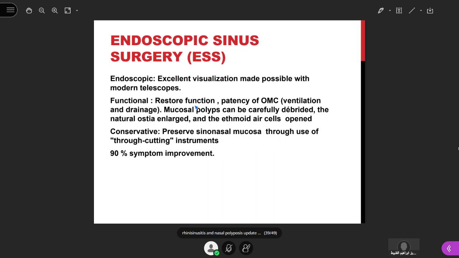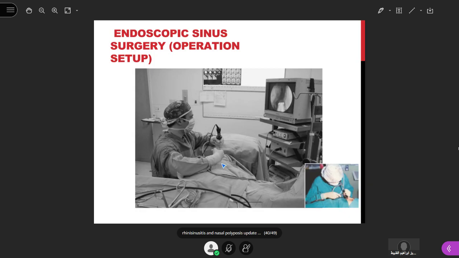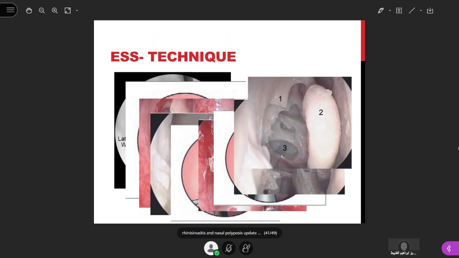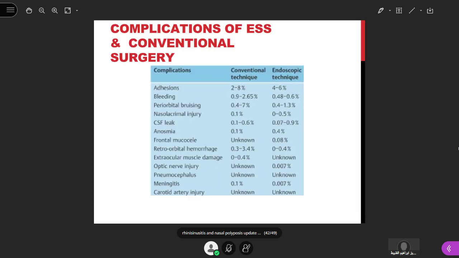Function is to restore function. We restore the patency and keep all the normal mucosa and just open the sinus. 90% of symptoms improve after the surgery. There is usually a TV or a large screen for the surgeon to watch the surgery. That's it. This is the only slide that you need.